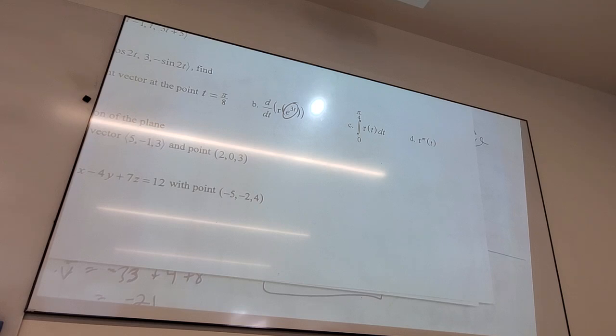Symmetric form looks like x plus a over 7 equals. So when we go from parametric and we solve for t and we make them all equal, that's symmetric form. So there's a shortcut to symmetric form in terms of what goes on the bottom. It's like a plane: x minus x naught over a equals y minus y naught over b equals z minus z naught over c. And also the area of the parallelogram is the length of the cross product.